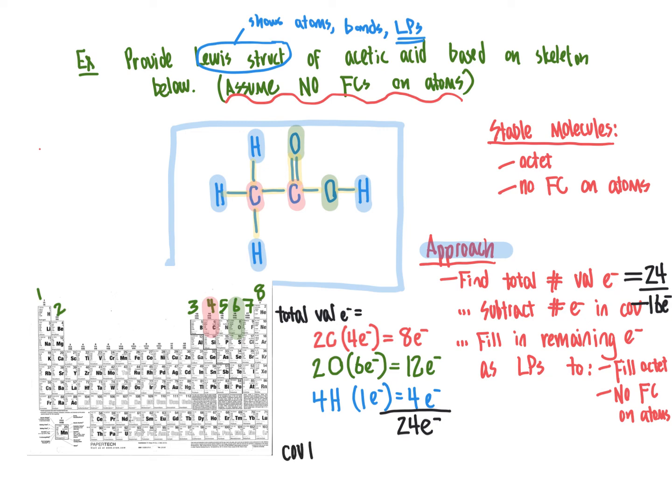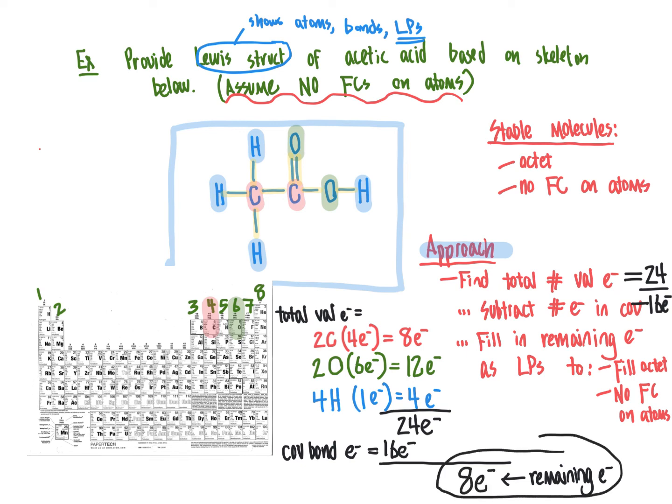So I'm going to put covalent bond electrons down here to keep count: 16 electrons total. So we do 24 minus 16, which gives us our remaining electrons that we need to fill in. 24 minus 16, I believe, is 8 electrons. So 8 electrons is the grand total that we need to fill in. And the goal of filling those in is going to be to fill the octet on all of the atoms and have no formal charges on any of the atoms as we fill those in.